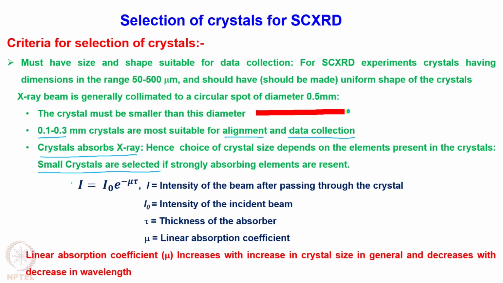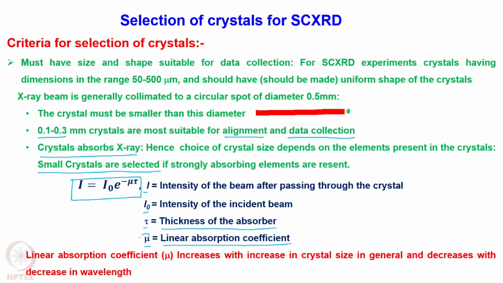Here, this simple expression is very important to understand the absorption of X-rays. This expression is I equal to I0 e to the power minus mu tau. This I is the intensity of the direct beam after passing through the crystal. I0 is the intensity of the direct incident beam before passing through the crystal. Tau is the thickness or path length of the absorber, or the path length through which the X-ray beam is going in case of this particular crystal, and mu is called the linear absorption coefficient.